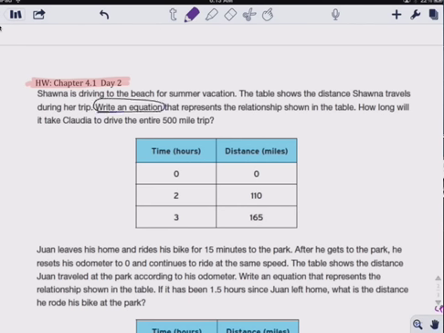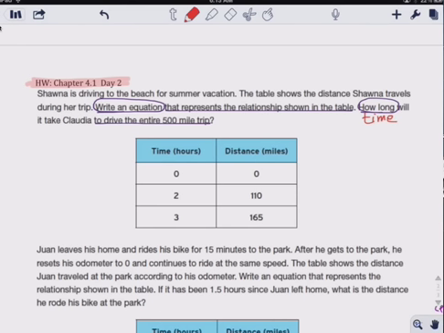Oh, there's a direction word that you need to answer that represents the relationship shown in the table. How long will it take Claudia to drive the entire trip of 500 miles? Okay, how long is time?